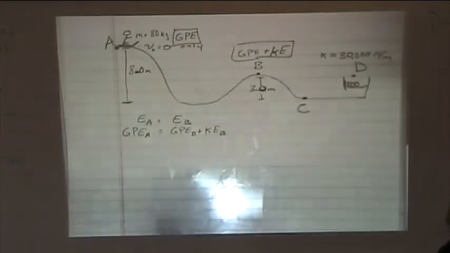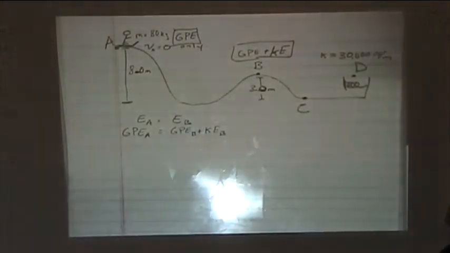So what we can do is say the gravitational potential energy at point A is equal to the gravitational potential energy at point B plus the kinetic energy at B. Now, because we see the types of energy happening over and over again, it's real important to use subscripts. And also, go ahead and make the initial statement of conserving energy, that the energy at one point equals the energy at another point.